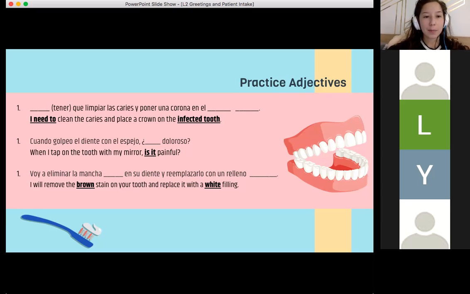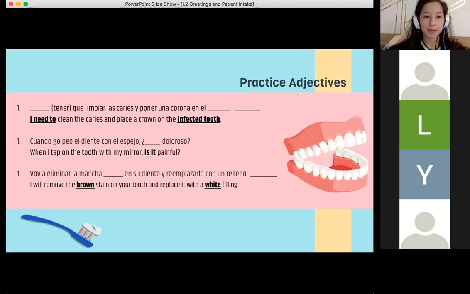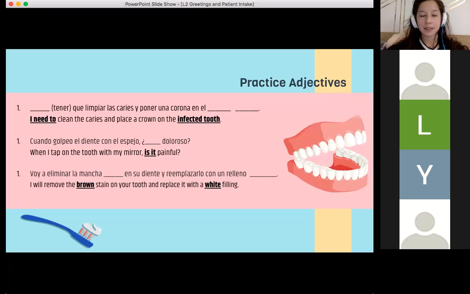Okay, so some more practice with this. So we'll flip between these slides. So if you say, I need to clean the caries, if anyone remembers tener, the present tense, if they want to take a stab at this, I know this might be a little bit more intermediate Spanish for some of you.